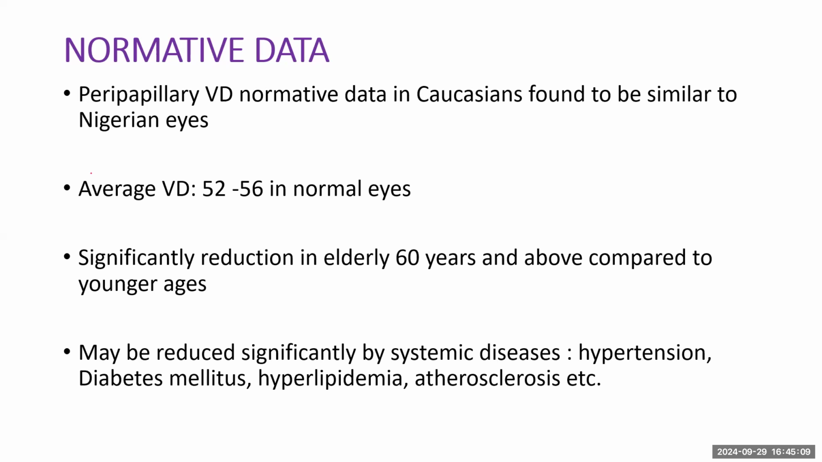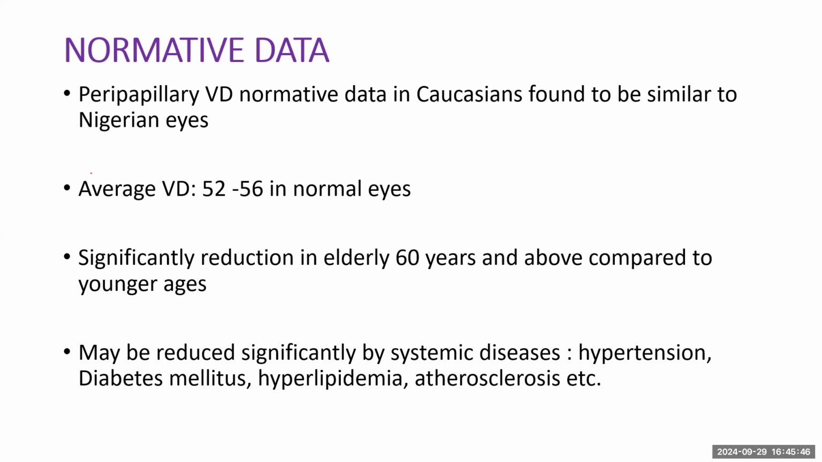Now, part of what I'm sharing here is the result of my own dissertation in the West African College of Surgeons. I had to study the OCTA in the optic nerve head, and the result we found was similar to the database of Caucasians. And for me, that's what we're applying in interpreting the results in our center. Now, the average vessel density is seen to be between 52 to 56 in normal eyes, although in Caucasians, it could be as low as 50.